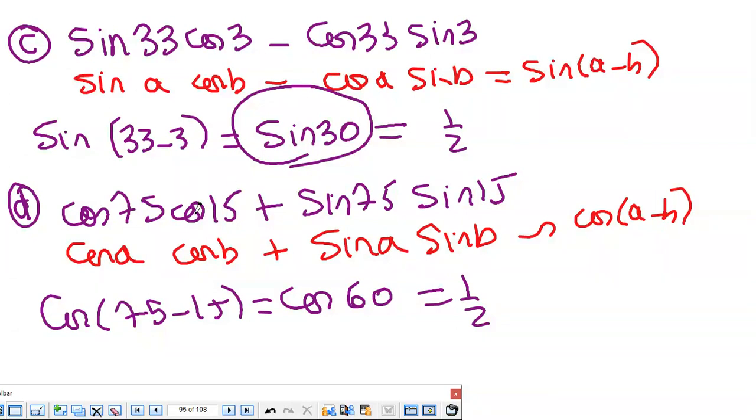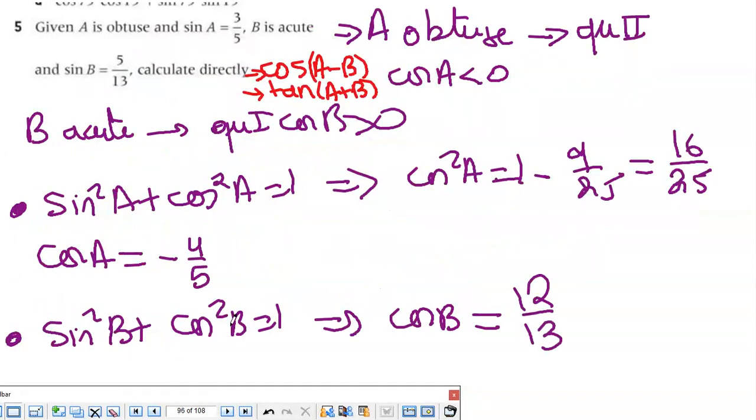Here it's the same. It's cosine cosine plus sine sine. It's cosine A minus B. So it's cosine 75 minus 15. Be careful, guys. Those should be the same angle: 75, 75, 15, 15. So it's cosine 60, and it's also half. Now we move to exercise 5.